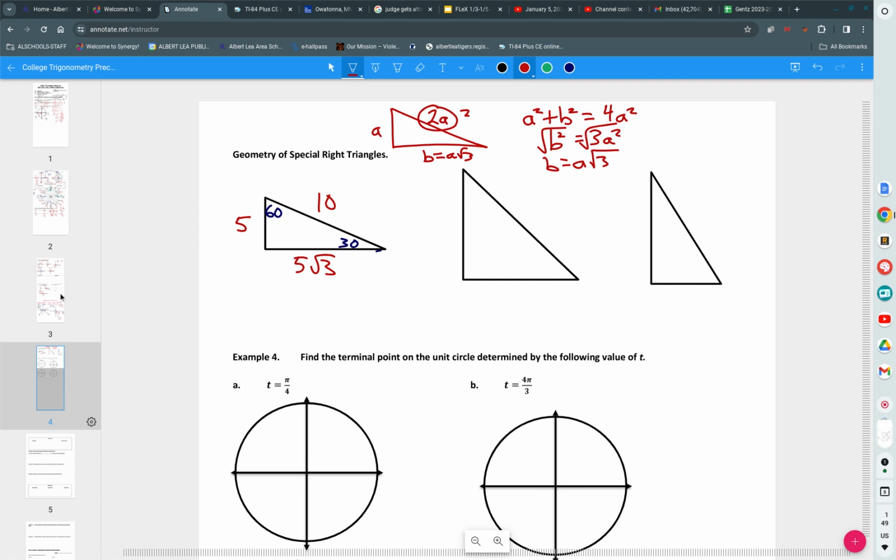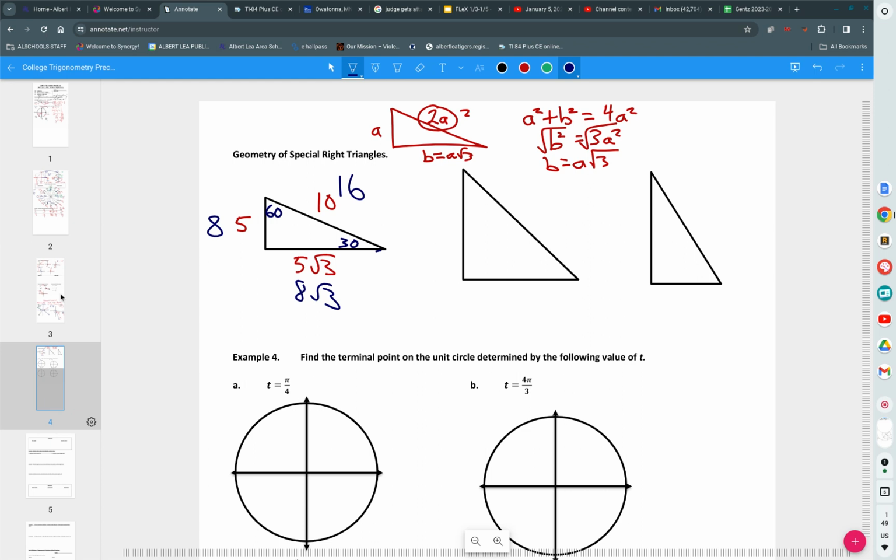So what if we changed it? What if this had a length of 8? What would this side be? 16. What would this be? 8 roots of 3. I mean, it could just be that simple. If you want to go through and do the Pythagorean theorem every single time, you can. Or you just write the square root of 3 next to it.